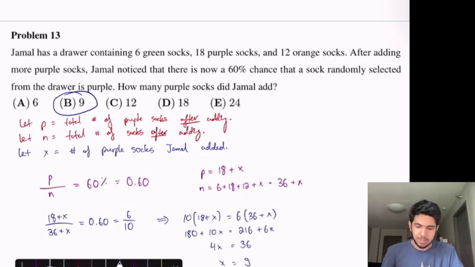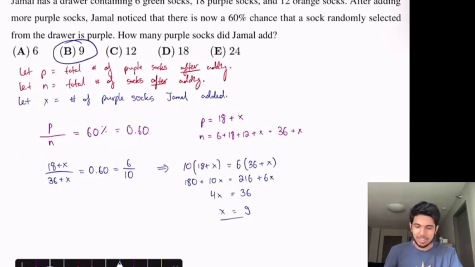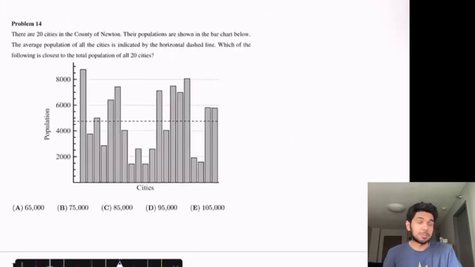There we go. The main takeaway from this question is know your percentages, be able to change them to fractions, and remember to always create variables. Even if you don't need to use them, it's better to define them than not to define them. Cool. Next question. Question 14, another graph question.